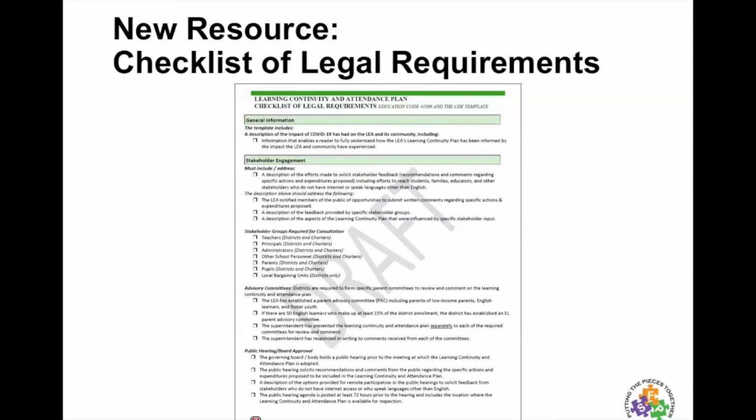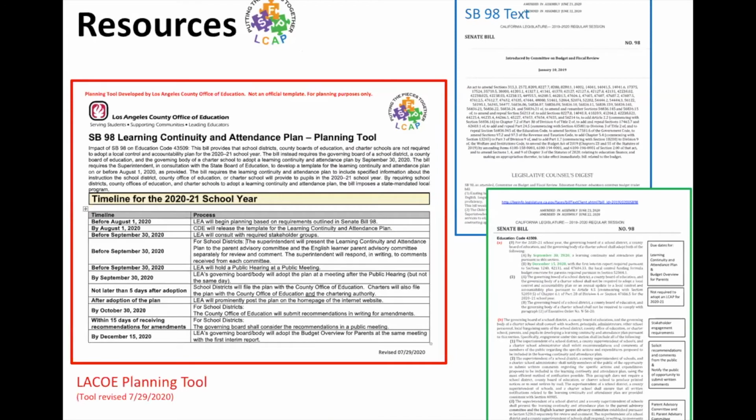Okay, and then some of the tools that we've had previously. We had a planning tool, the Learning Continuity and Attendance Plan planning tool, which provides suggestions for you, things to consider for each area in the plan. We also have a link to the text on our website, and then an annotated copy of SB 98, the section specifically addressing the plan requirements.